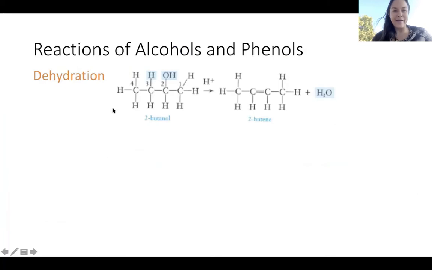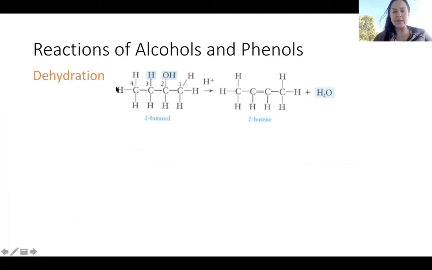Then reactions of alcohols, and the title says phenols too. Remember, alcohols and phenols react pretty differently. We'll look at phenols in a minute, but phenols have different properties because remember, it's an OH, a hydroxy group, but it's attached to an aromatic ring. So let's just focus on the alcohol part here.